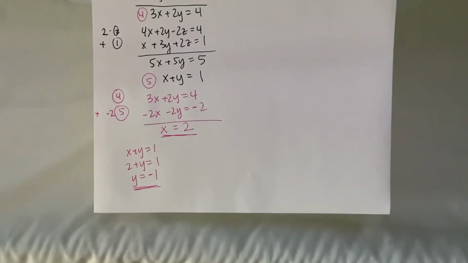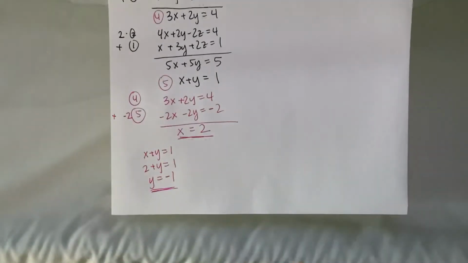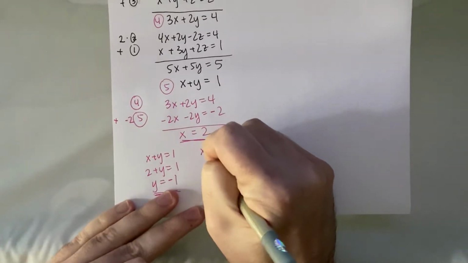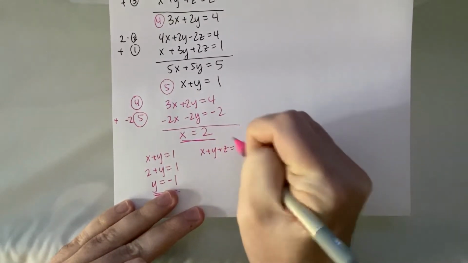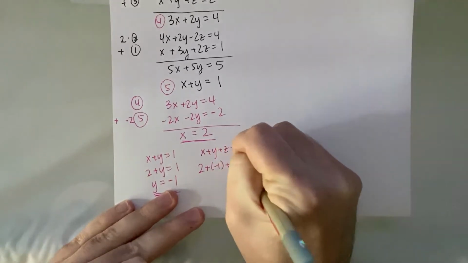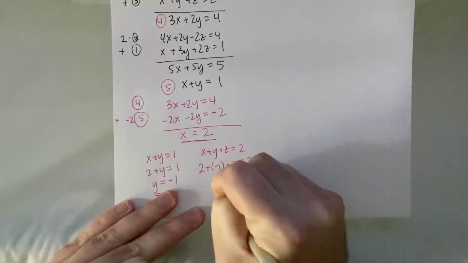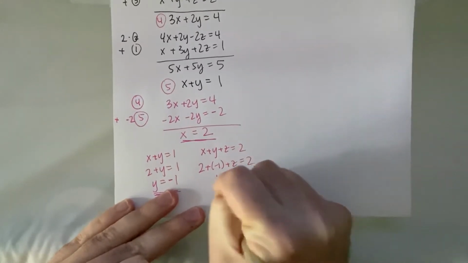Now lastly, once I have x and y, I can plug into z. I know from equation 3, x plus y plus z equals 2. Put in my x and y: 2 plus negative 1 plus z equals 2. That's 1 plus z equals 2, which means z is 1.